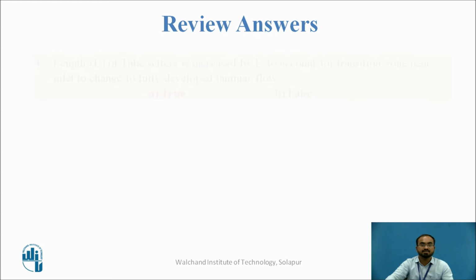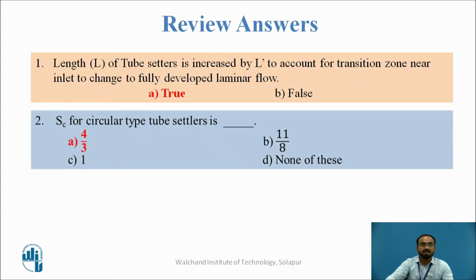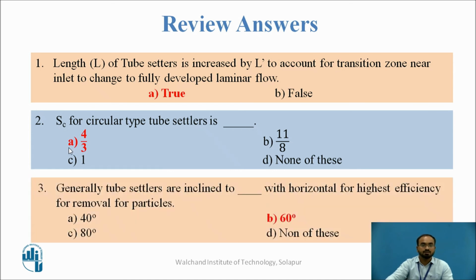So let us see their answers. For the first, the statement is true. For the second, for circular type tube settlers, the answer is 4 by 3. So generally 60 degrees is the right angle at which tube settlers can give a higher efficiency.